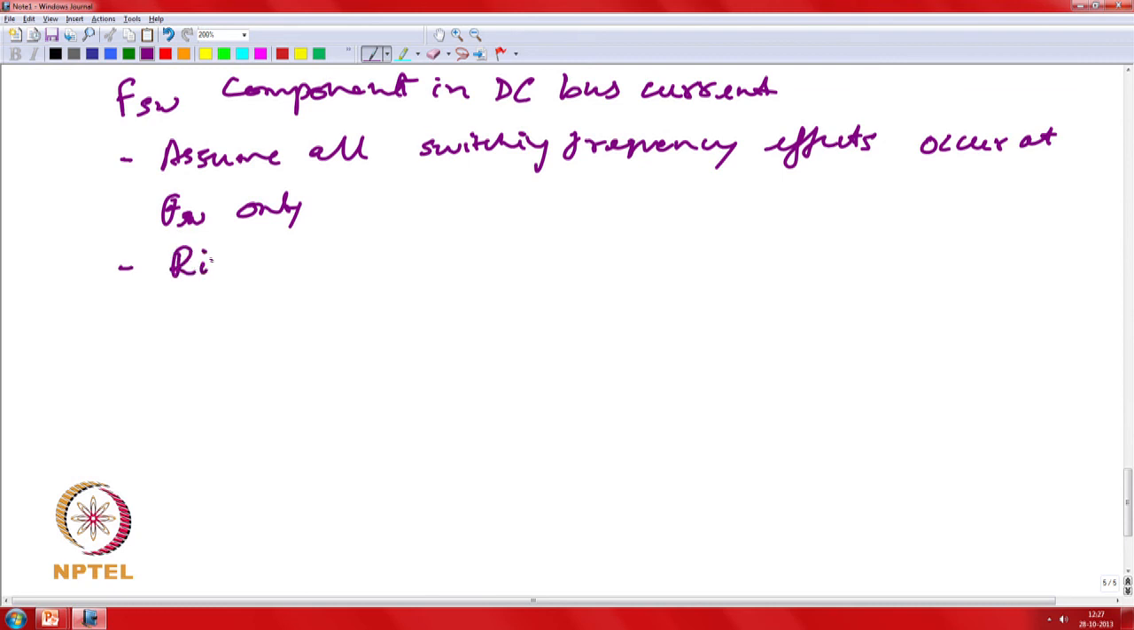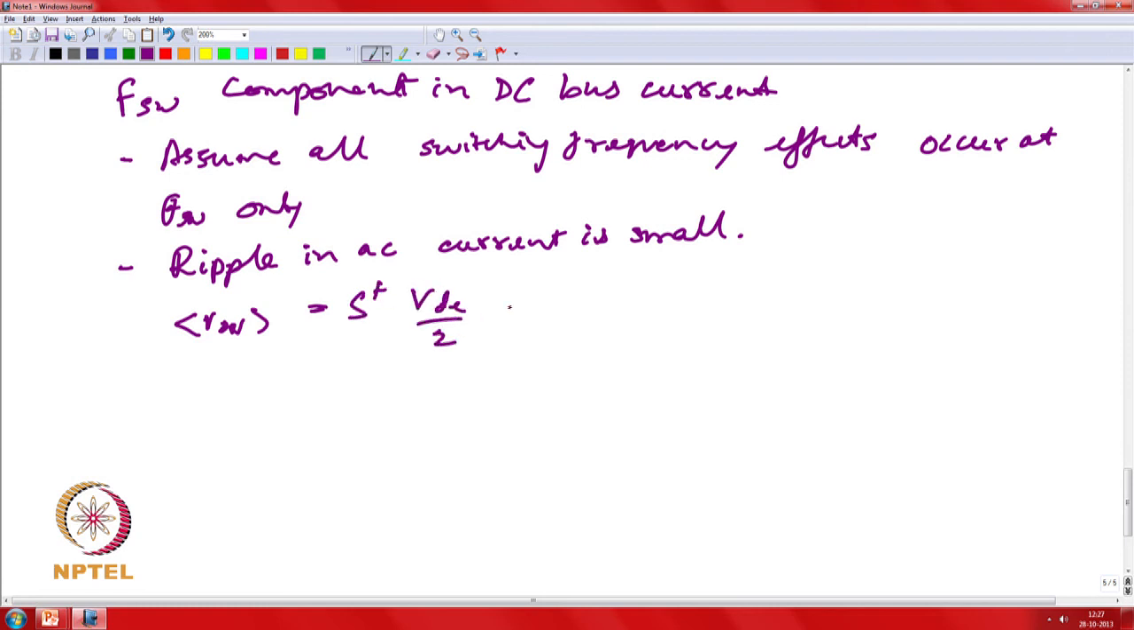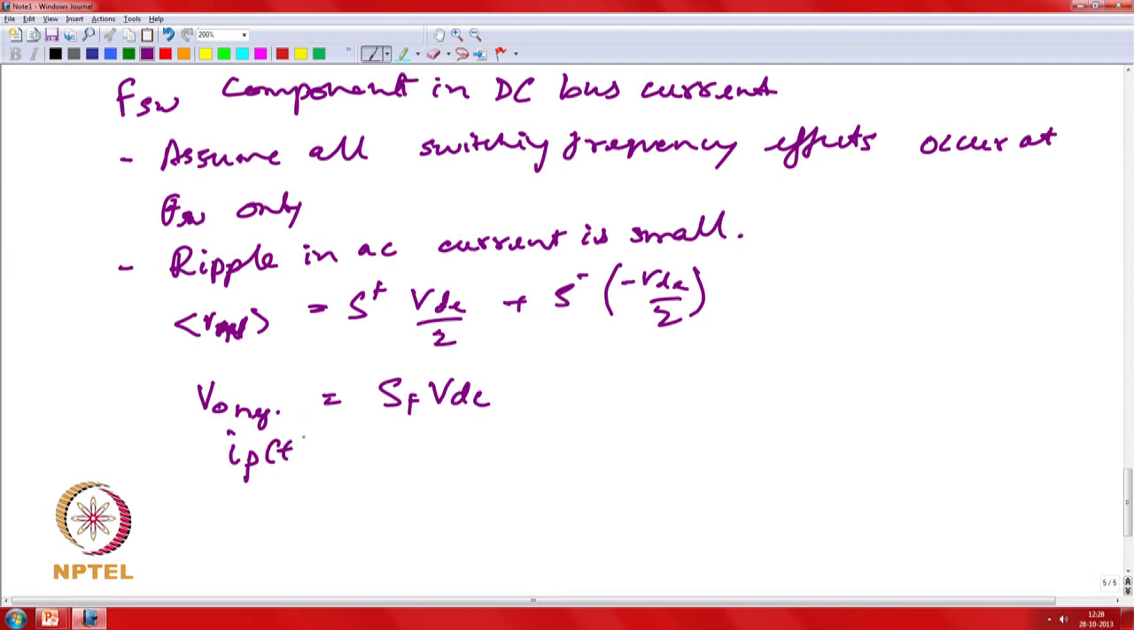We will also assume that the ripple in AC current is small. And we can make use of the switching functions to obtain your voltage relationship. We saw that VON is S plus VDC by 2 plus S minus times minus VDC by 2. So this is O with respect to the neutral. If you look at voltage O with respect to the negative bus, you would have S plus VDC directly giving your VO with respect to your negative DC bus. Similarly, you can write an expression for your positive DC bus current: it is S plus times I out of T.